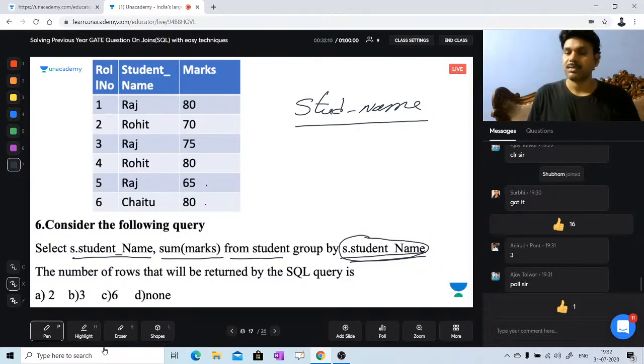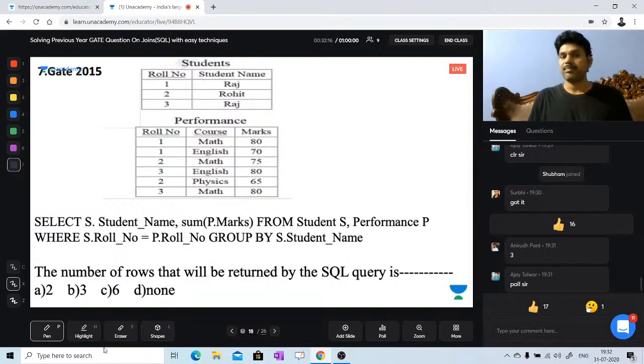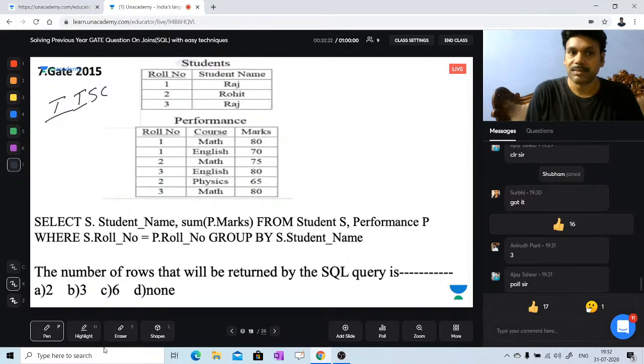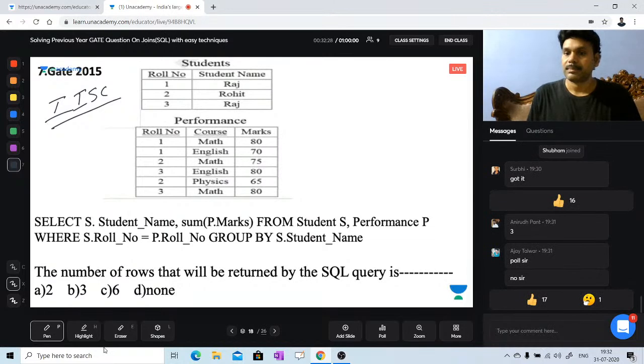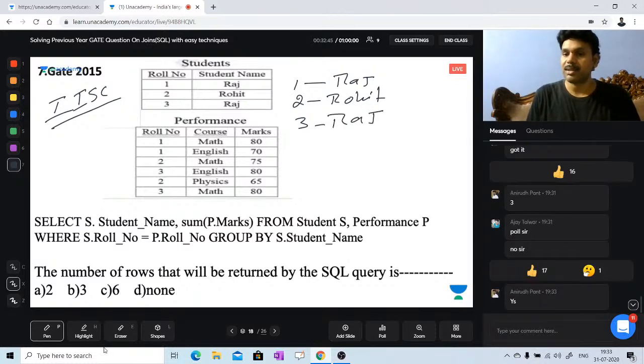Ready, all of you? So let's come to the next question. This is an ISC Bangalore question. Please observe. You will see the tables now. Student table: 1 Raj, student name, 2 Rohit, and 3 Raj. That is the first table. Okay, then let me give you a poll. Don't give answers yet.